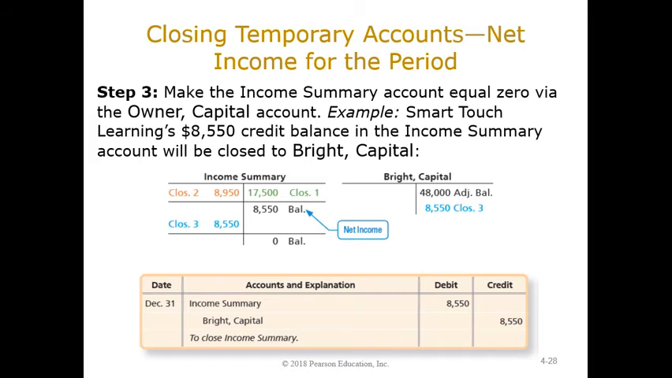And by closing out our income summary account, we are going to debit our income summary account and we are going to credit our capital account. By crediting our capital account, we are increasing the amount of capital that the owner has within the company by $8,550, which was our net income amount. And if you remember from our statement of owner's equity, we add our net income to the existing capital to increase our capital. This is essentially doing the same thing, just in a slightly different way.